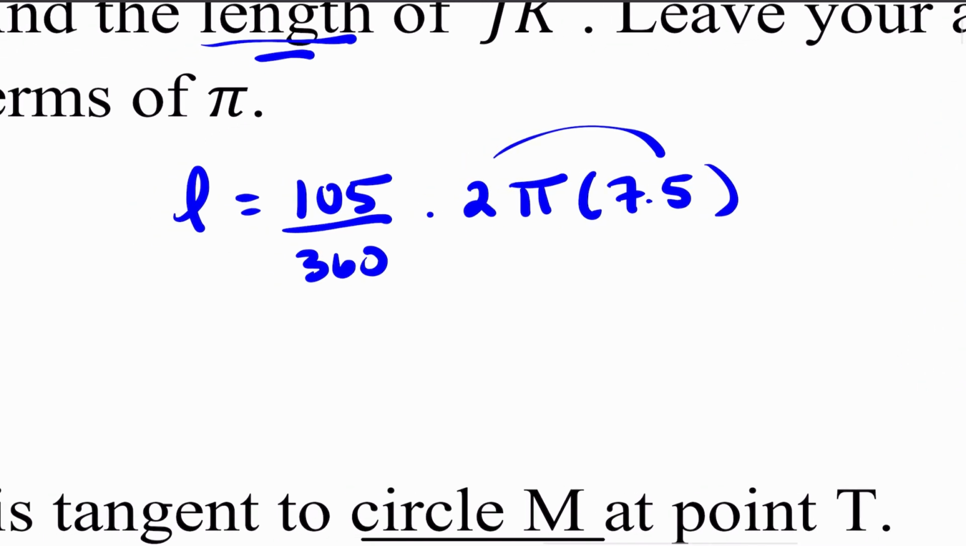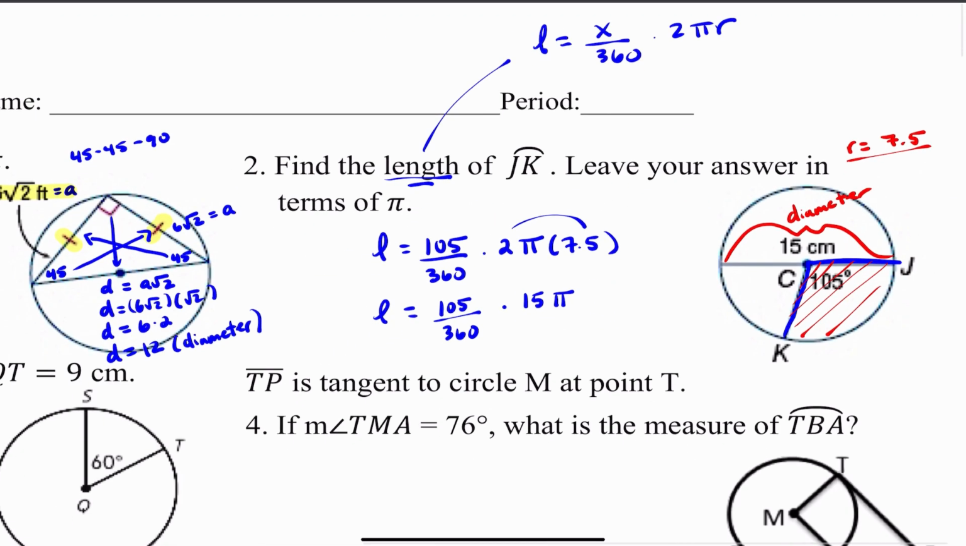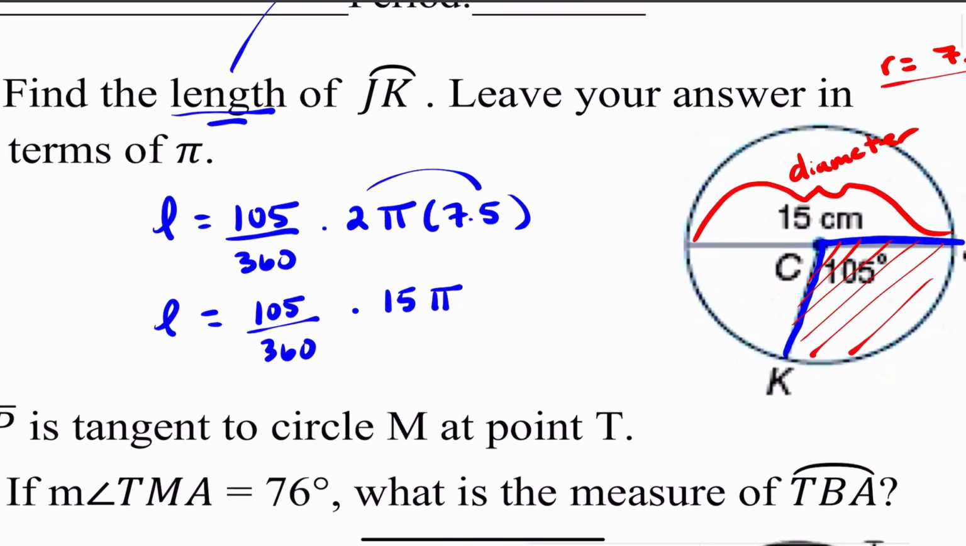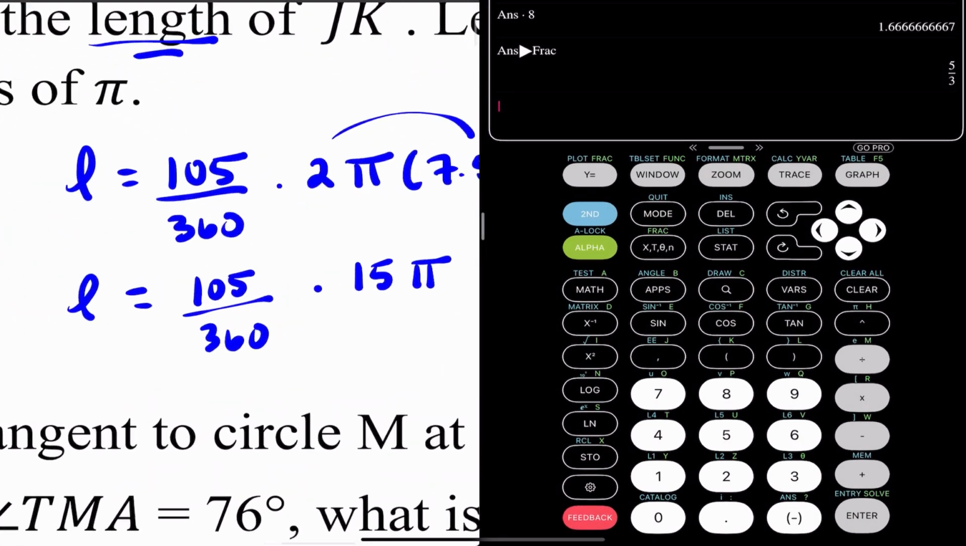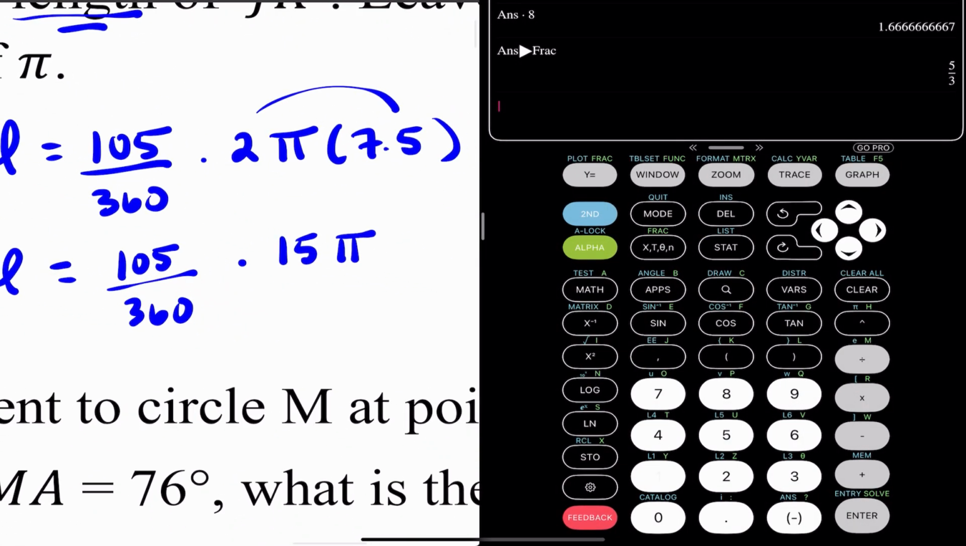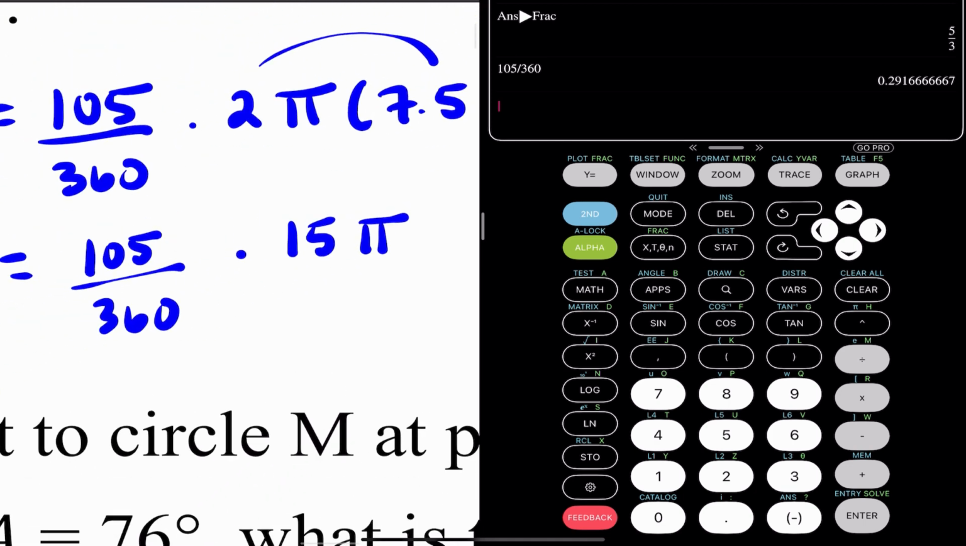So you have L equals 105 over 360 times 15 pi. Okay? And this is where I'm going to use my calculator. You're going to input 105 divided by 360 into your calculator, and you should get this decimal. Then you're going to multiply that by 15.